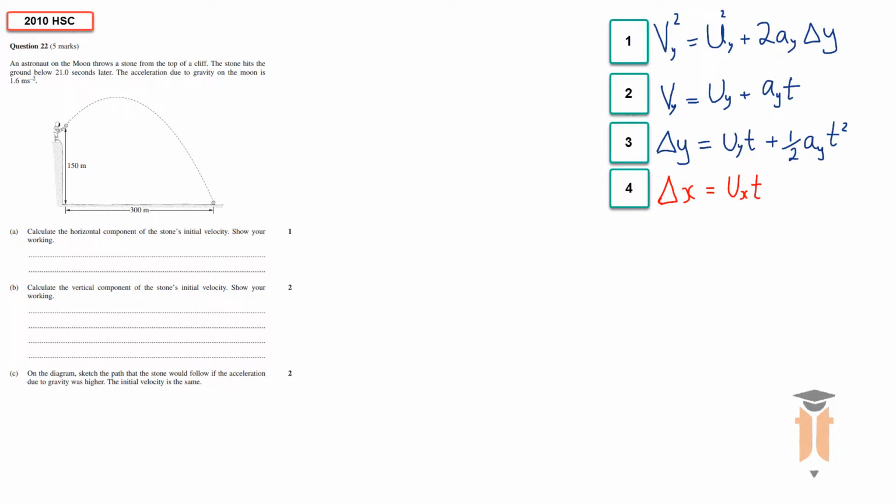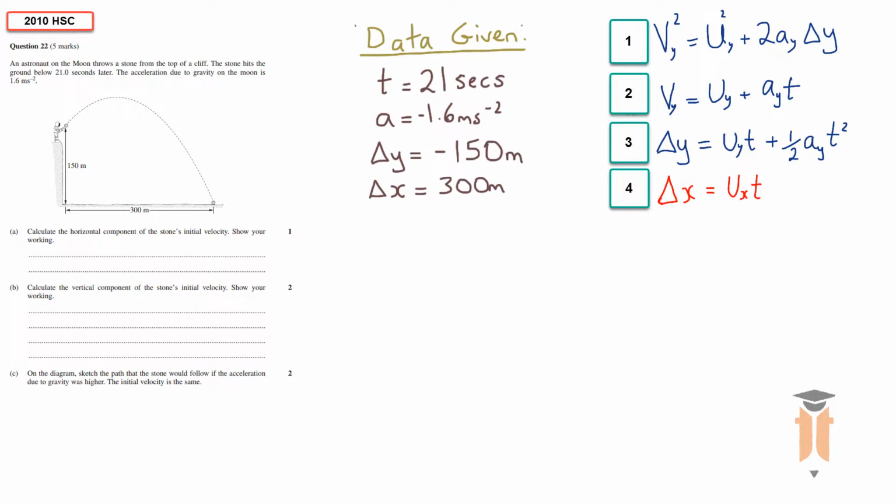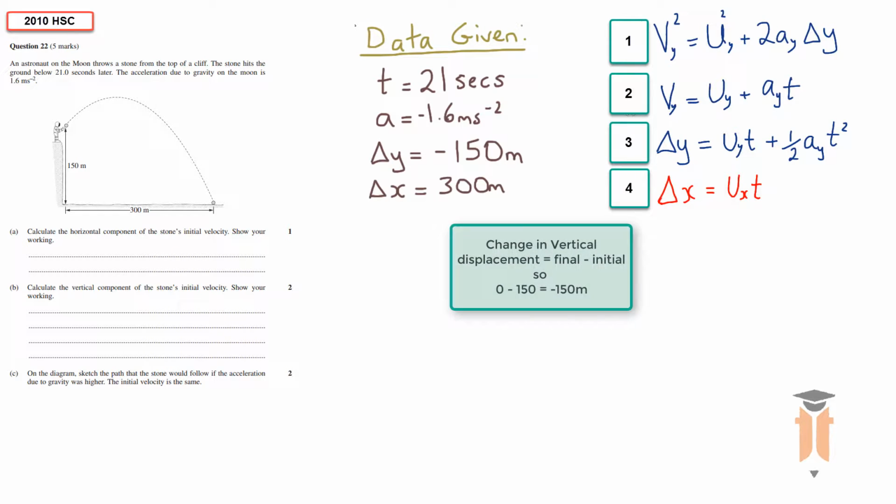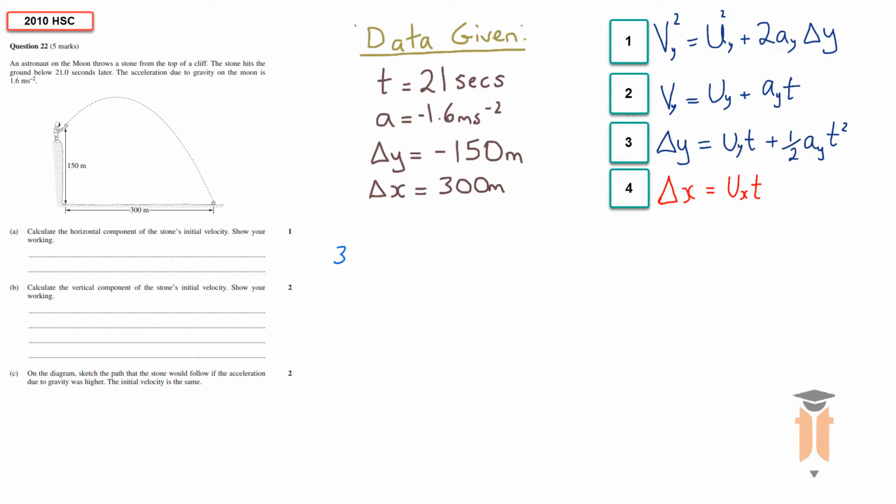Here we want to find the horizontal component of the stone's initial velocity. So the only equation that deals with the horizontal component is the fourth equation. Now when looking at our data, we have t is equal to 21 seconds. Our acceleration due to gravity is 1.6 meters per second squared, and since it's acting downwards, we give that a negative value. Then you have your change in x displacement, which is 300 meters, and your change in y displacement, which is 150 meters.